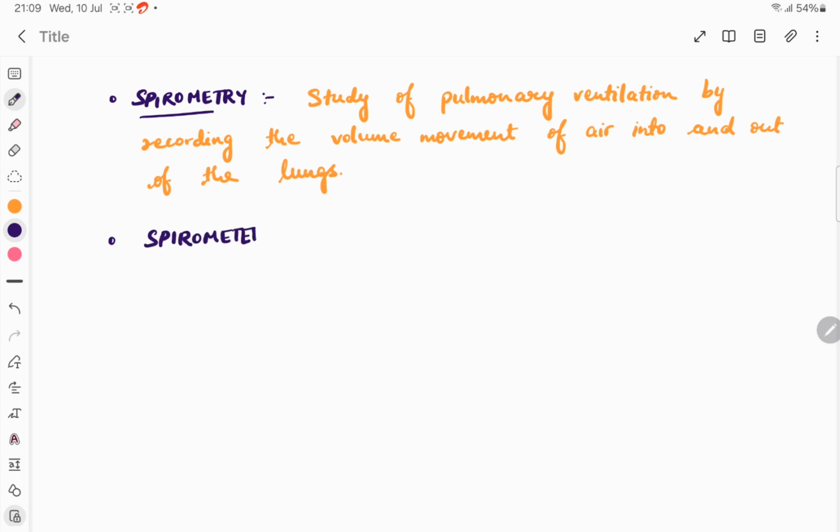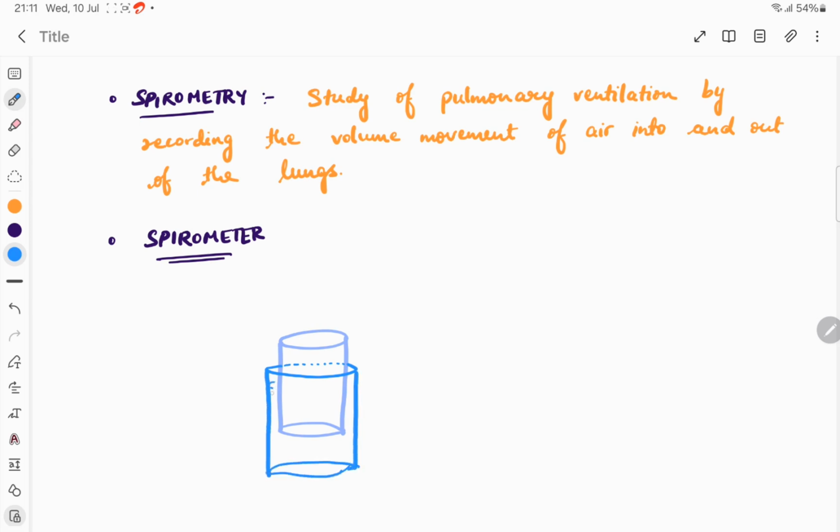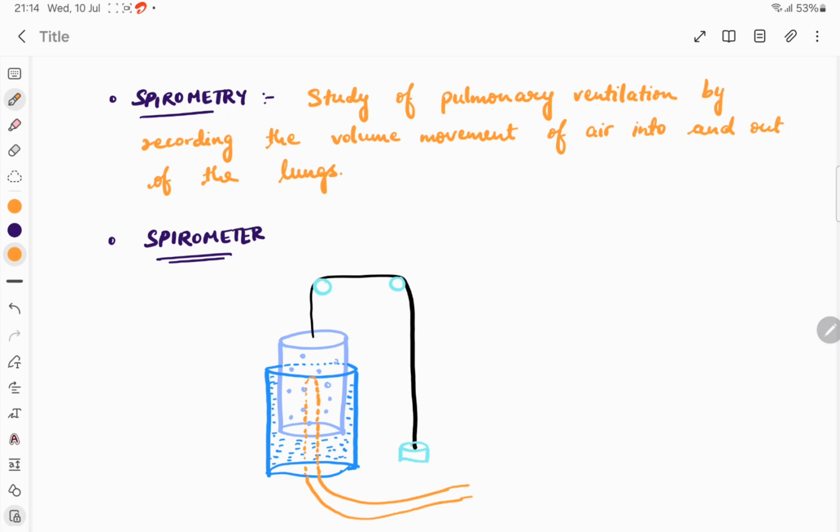Now, let us see about a spirometer. It consists of a drum which is inverted over a water-containing chamber, with the drum counterbalanced by the weight. The drum contains oxygen and the chamber contains water. This is the counterbalance, and there is a tube which connects the mouth with the gas chamber. This is the mouthpiece. When one breathes into and out of the mouthpiece, the drum moves up and down. This movement is recorded on a piece of moving paper.